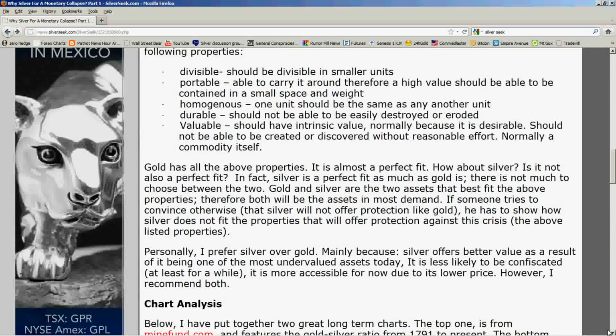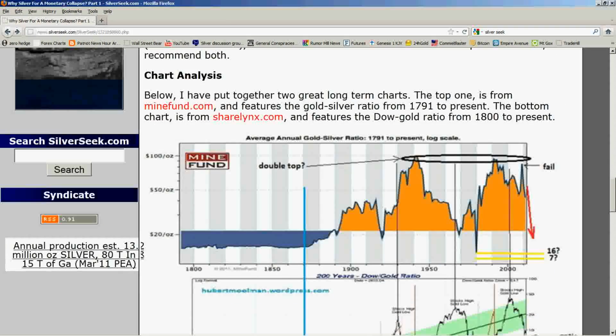Personally, I prefer silver over gold, mainly because silver offers better value as a result of it being one of the most undervalued assets today. It is less likely to be confiscated, at least for a while, and is more accessible for now due to its lower price. However, I recommend both.